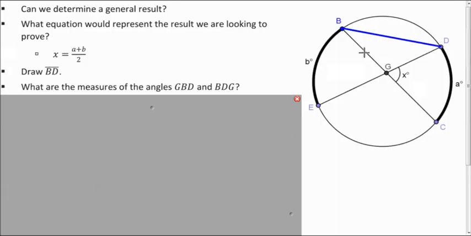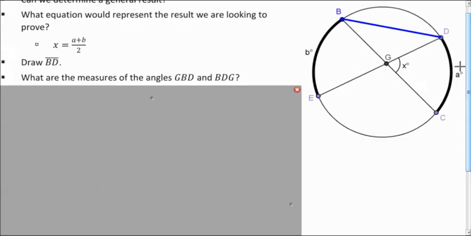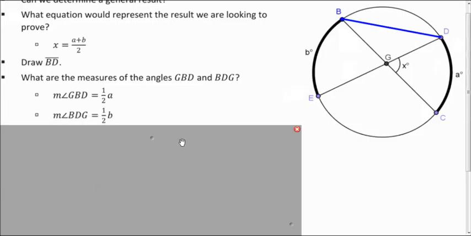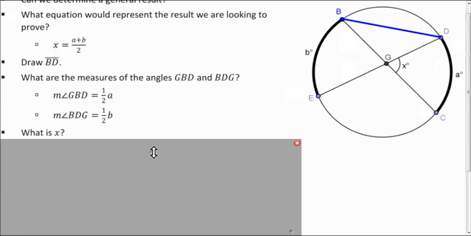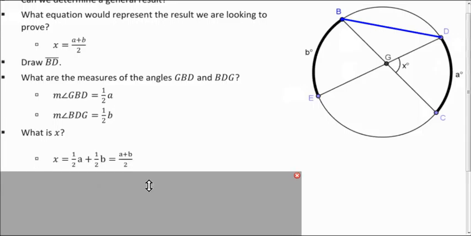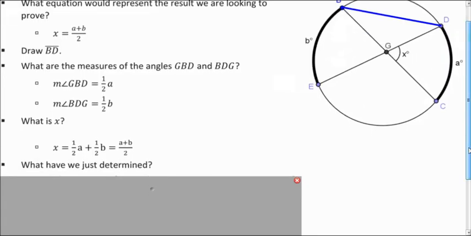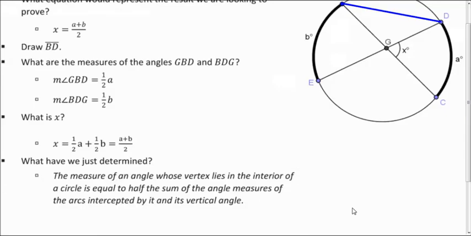And what can we say about the measures of these two angles? Remember, G is not the center, but we have inscribed angles here. So the measure of GBD is half of a, because that's the intercepted arc, and the other one is half of b. And since x degrees is an exterior angle of that triangle, it has to be the sum of these two amounts. And we simplify it, and we get a plus b divided by 2. And how can we describe this with a complete sentence? There's lots of ways to describe this result, and here's one of them.